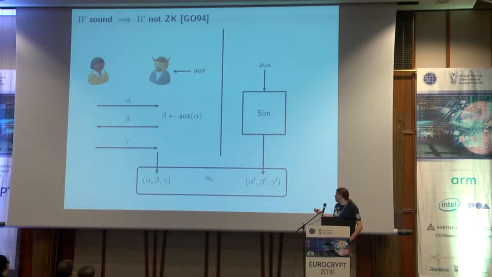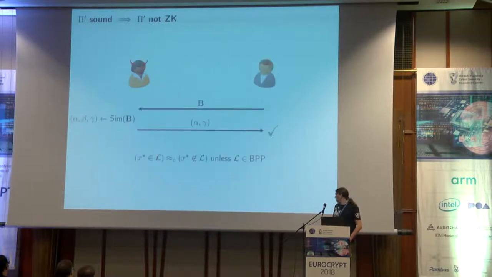And we can use this to construct a cheating prover against the argument. It's pretty simple. What the prover does is, after receiving this obfuscated circuit, it simply runs the simulator on this obfuscated circuit as the auxiliary input. It gets a transcript, and it just sends back alpha and gamma. By the zero-knowledge property of the three-round protocol, this is indistinguishable to the verifier. Therefore, for an X in the language, the verifier must accept.